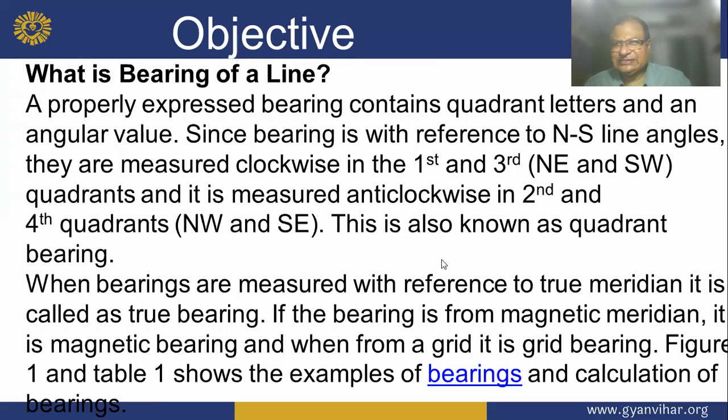And now we will discuss, dear boy, what the bearing is. A properly expressed bearing contains quadrant letters and an angular value. Since bearing is with reference to the north-south line, angles are measured clockwise. What is clockwise? The direction in which the clock moves is clockwise.